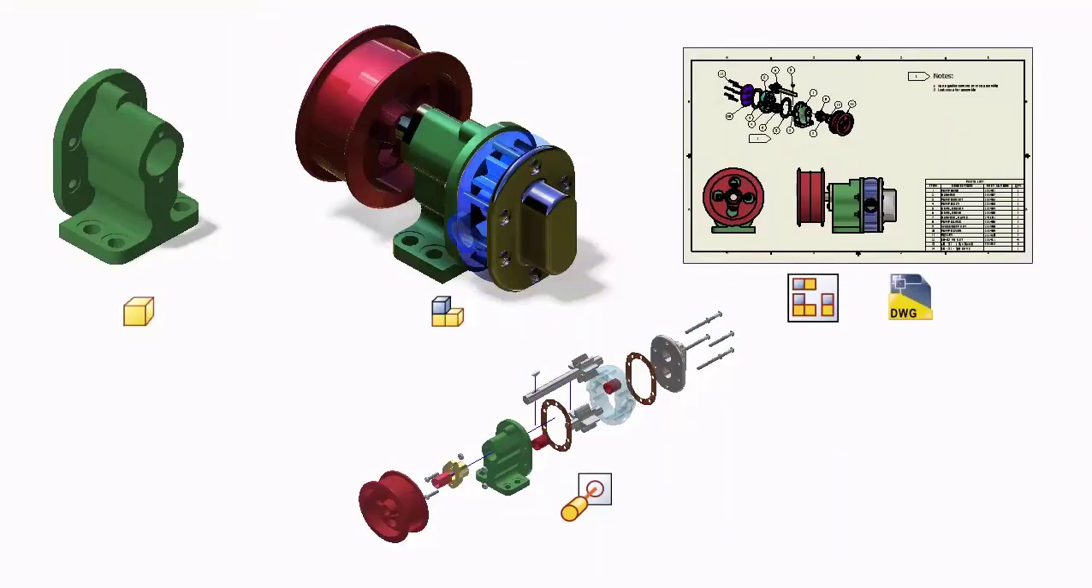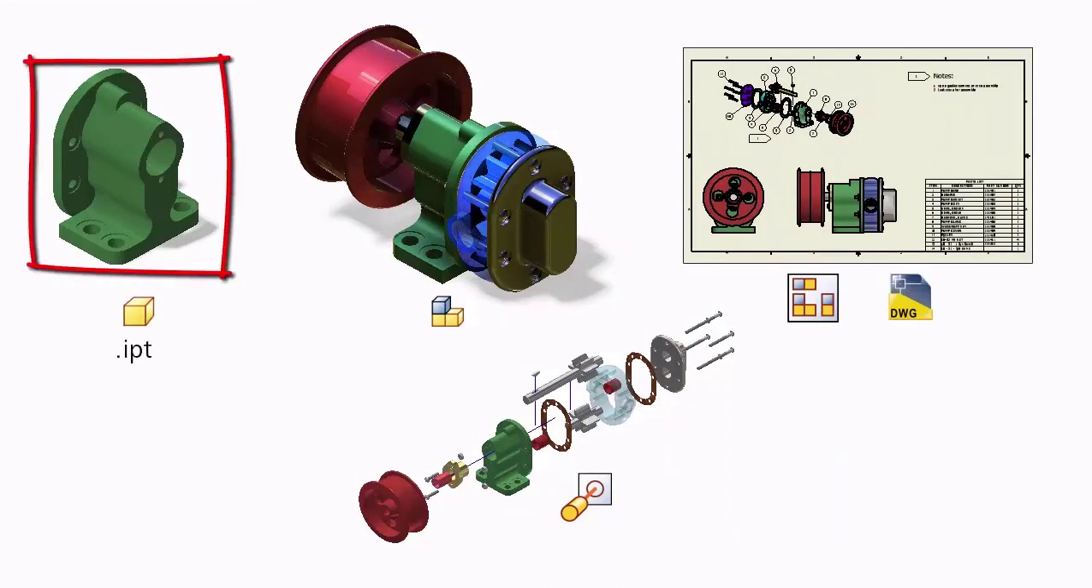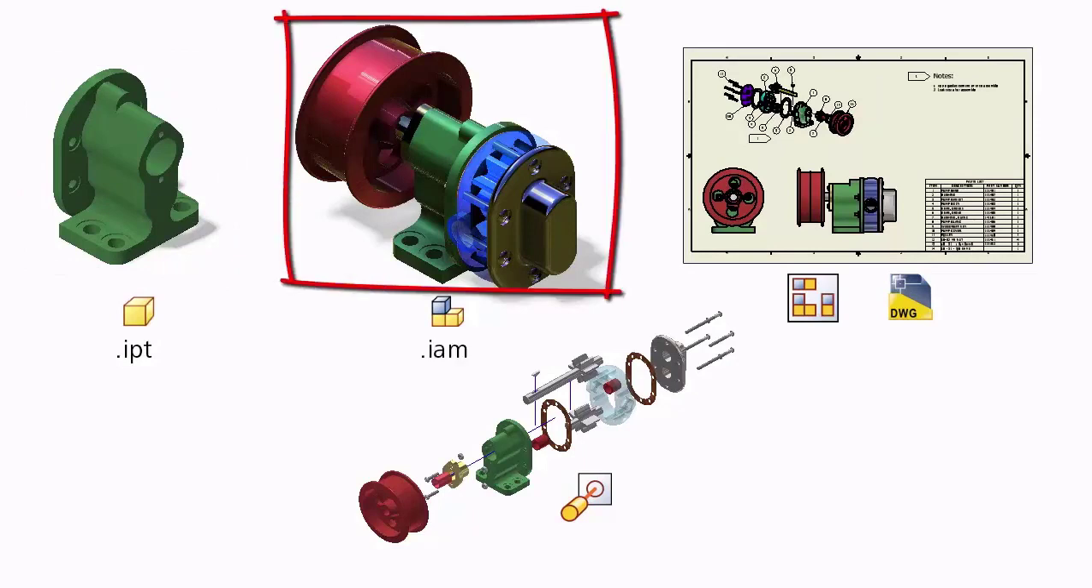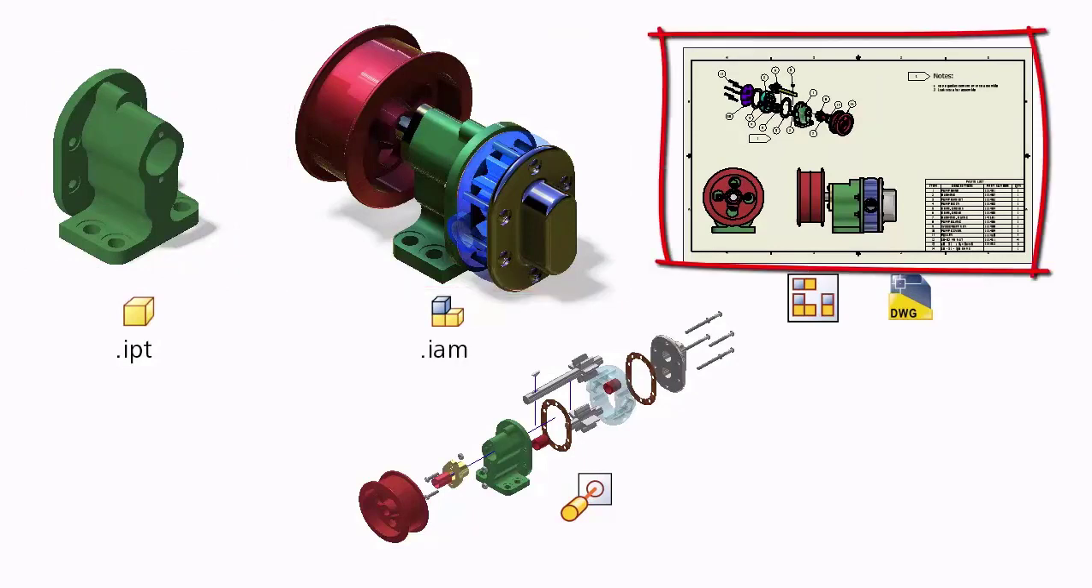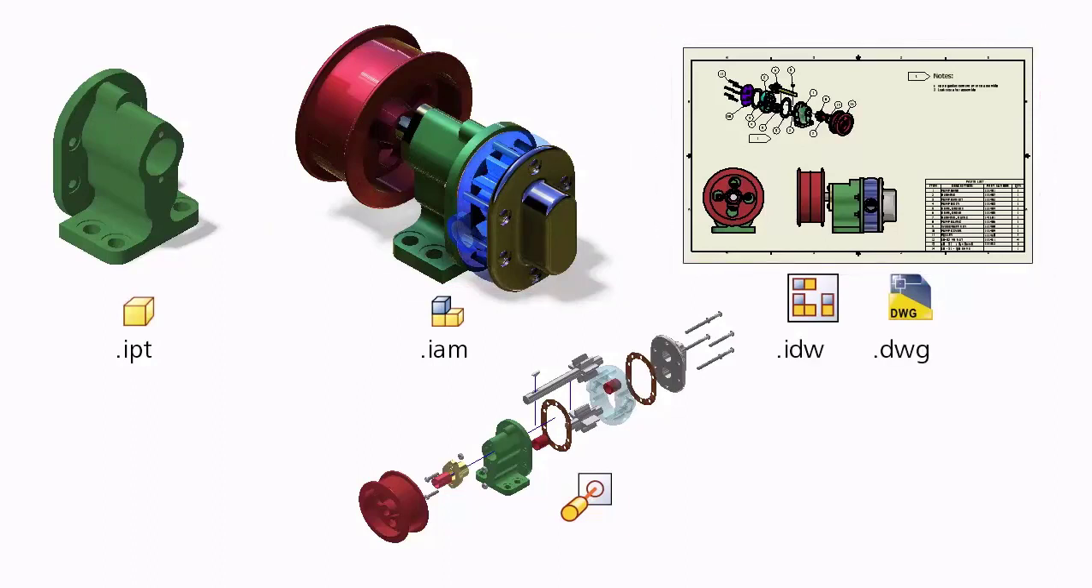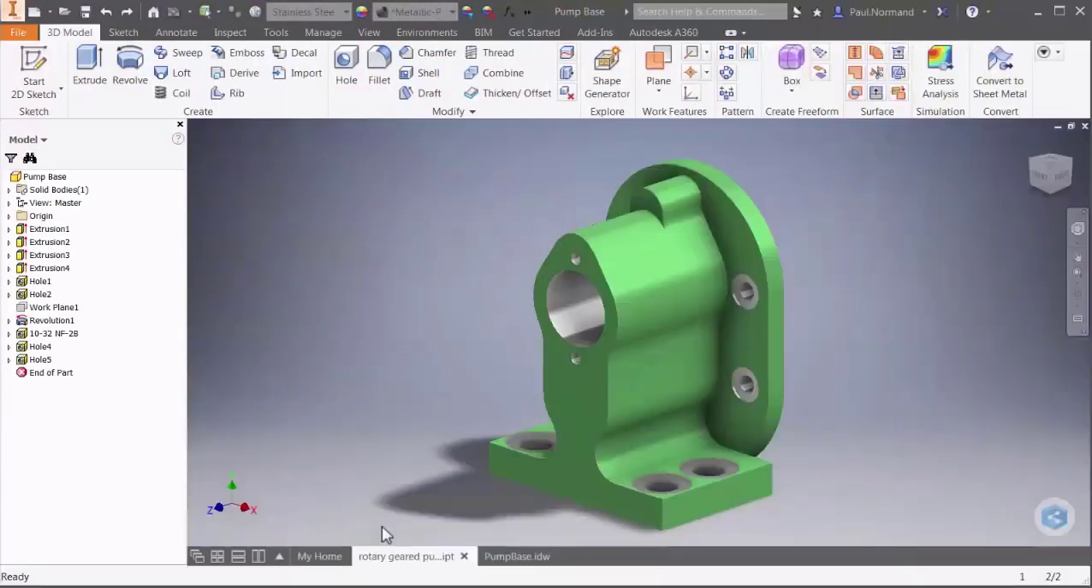Inventor has three primary file types: parts with a .ipt file extension, assemblies with a .iam file extension, and drafting documents with a .idw or a .dwg file extension. A fourth file type, called a presentation file with a .ipn file extension, is used exclusively for creating exploded projections of assemblies. Note, Inventor LT does not have assembly or presentation files.